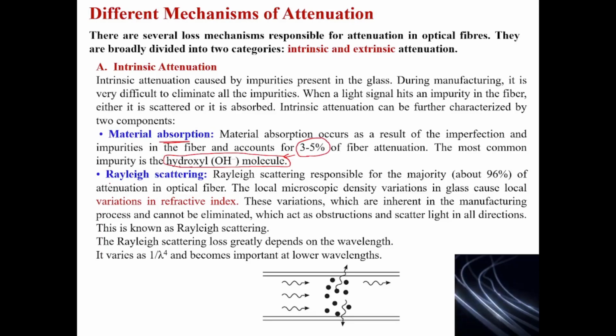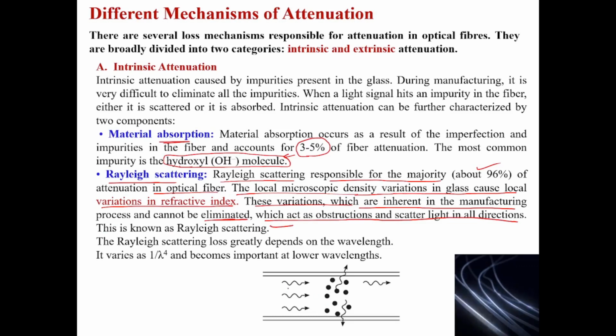Now we are going to go for Rayleigh scattering. Rayleigh scattering is responsible for the majority of attenuation in optical fiber, around 96 percent. How does it happen? The local microscopic density variation in the glass causes local variation of refractive index. These variations, which are inherent in the manufacturing process and could not be eliminated, act as obstructions and scatter light in all directions. This is known as Rayleigh scattering.